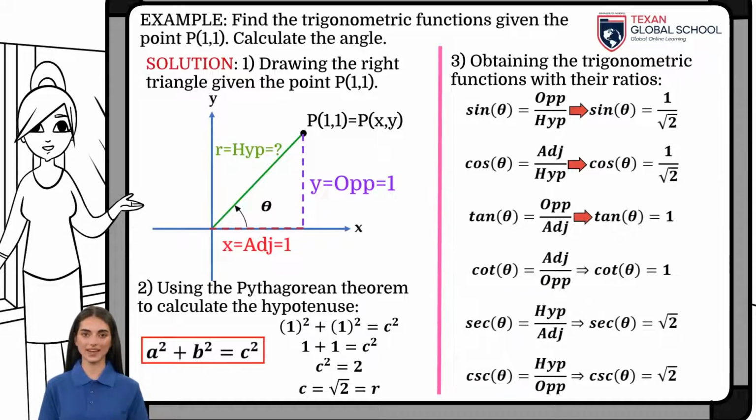Tangent is 1. And now the reciprocals. Cotangent is 1. Secant is square root of 2. And cosecant is square root of 2. Now we solve for the angle.